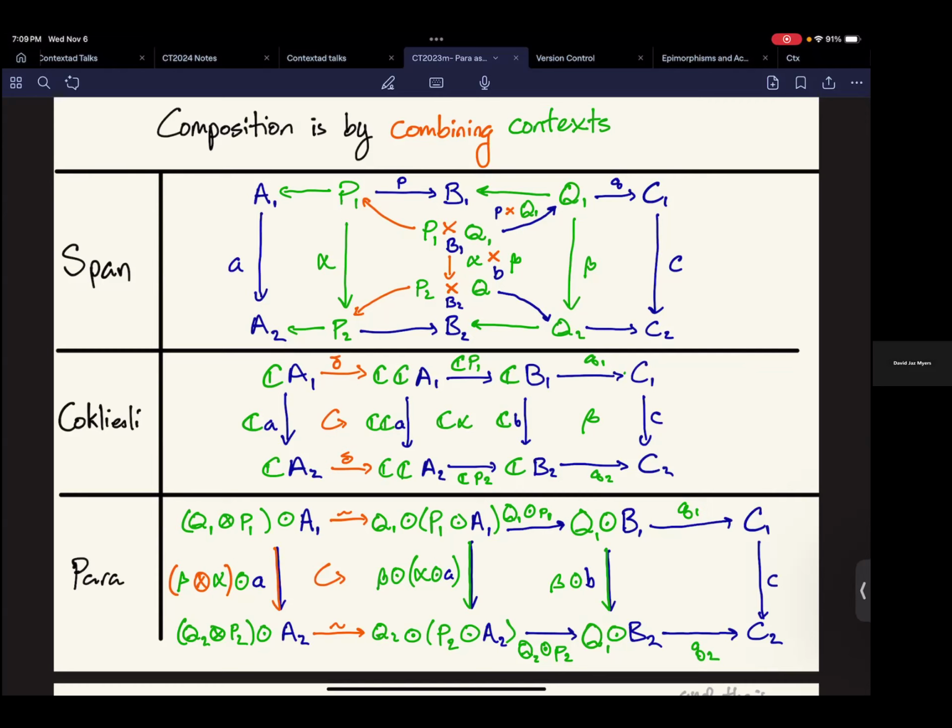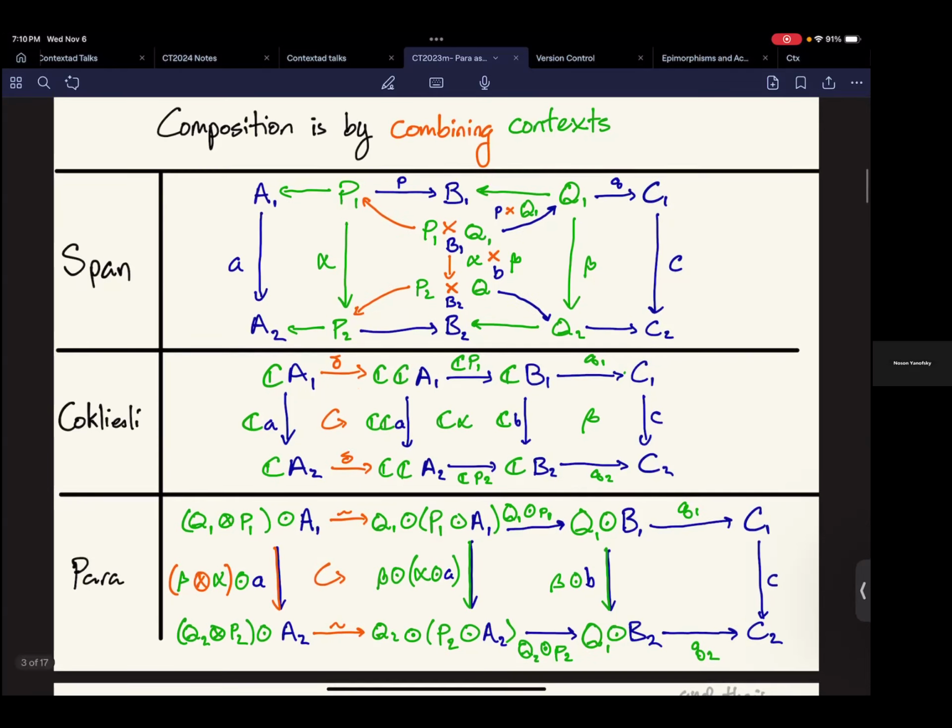And the case of spans is similar. What we do is we take this pullback. And if you think fiber-wise, what taking a pullback is, it's taking a dependent sum. So we're combining the context we have here, and then we end up with this combined map. And as you can see in all three of these cases, we have this combination of contexts, and then we affect the first map by the context of the second map, and then we compose with the second map. So that happens in all three of these cases.